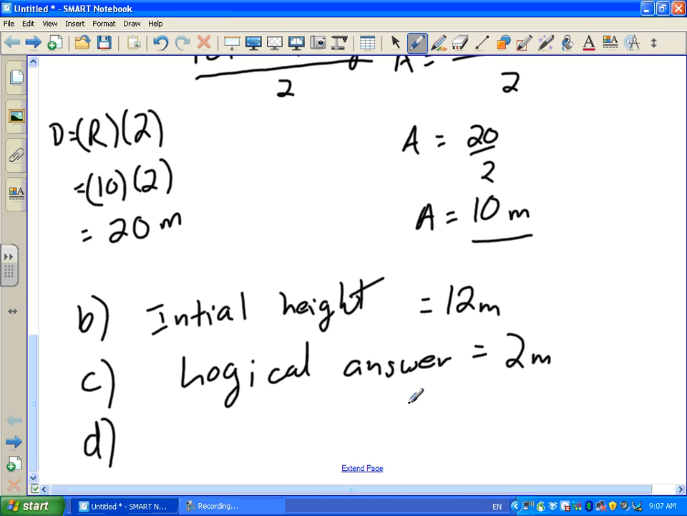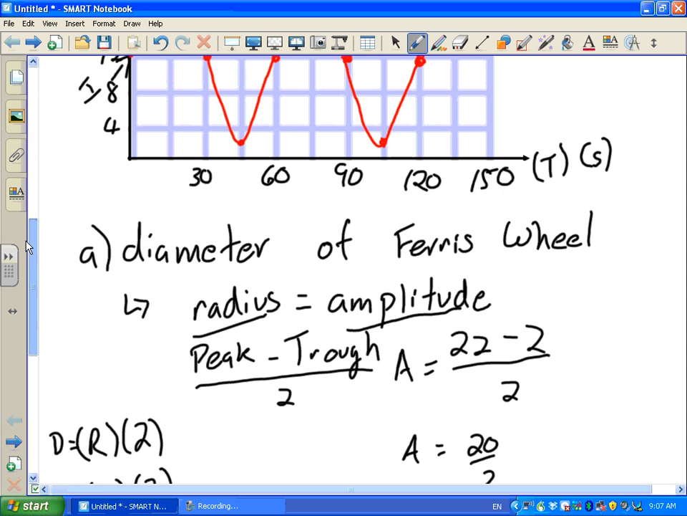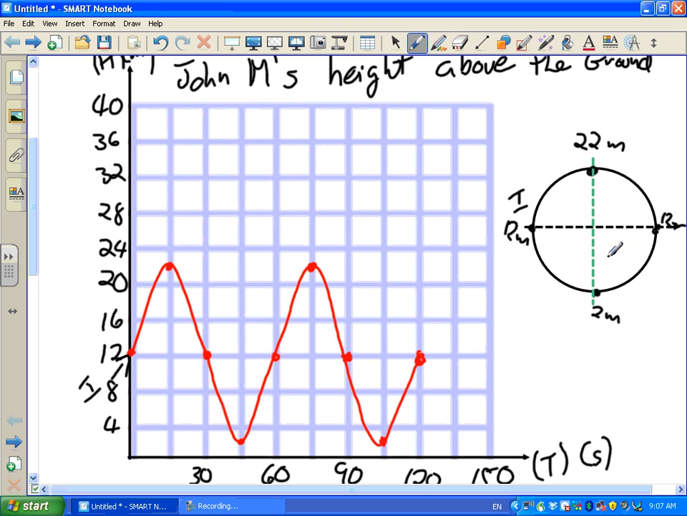Okay, how high above the ground is the axle of the wheel? Yes, here's a good question. Axle of the wheel. What are they referring to, axle of the wheel? The center point of the circle. When we draw that on our wave here, what's that also known as? Equation of the axis.